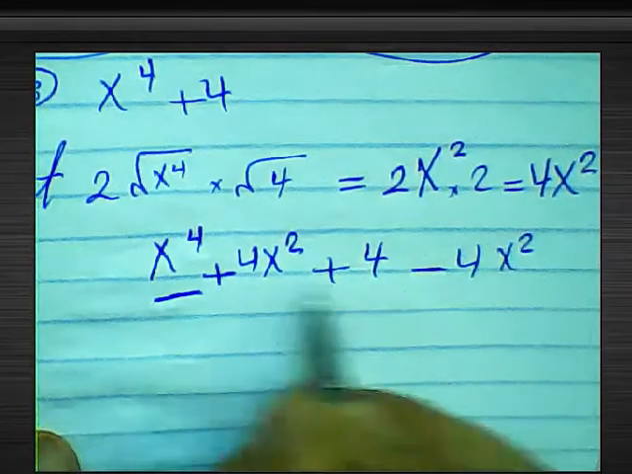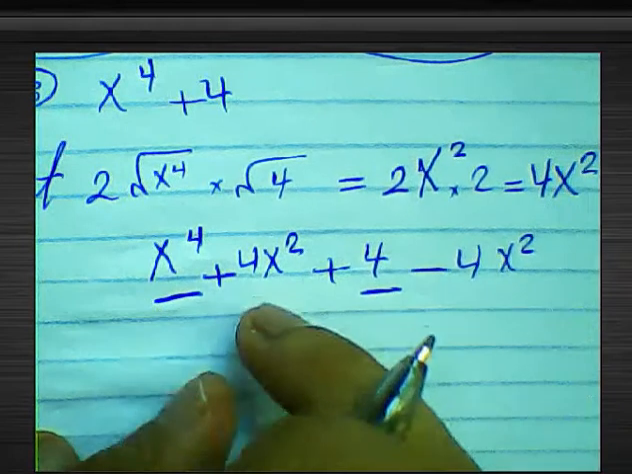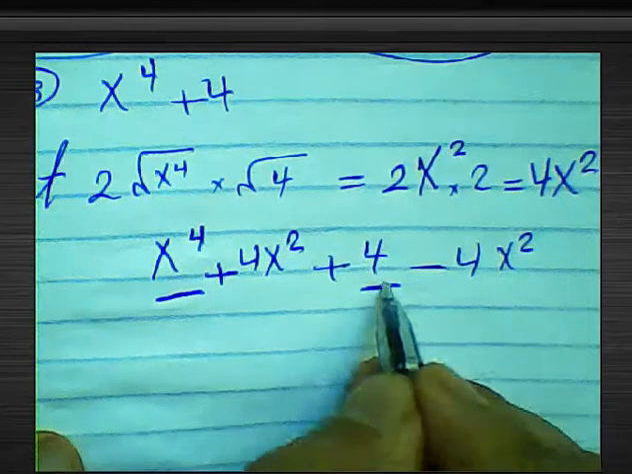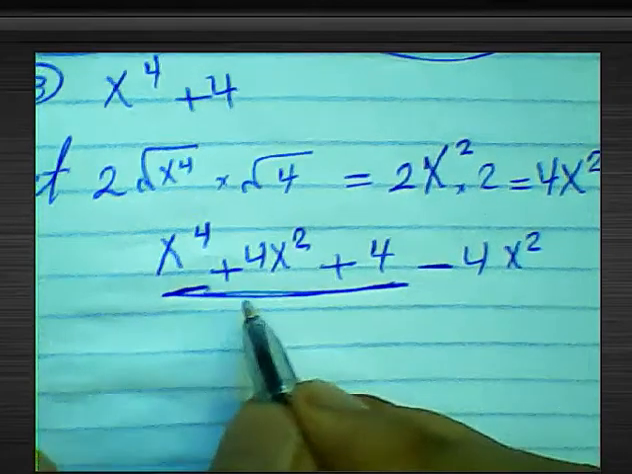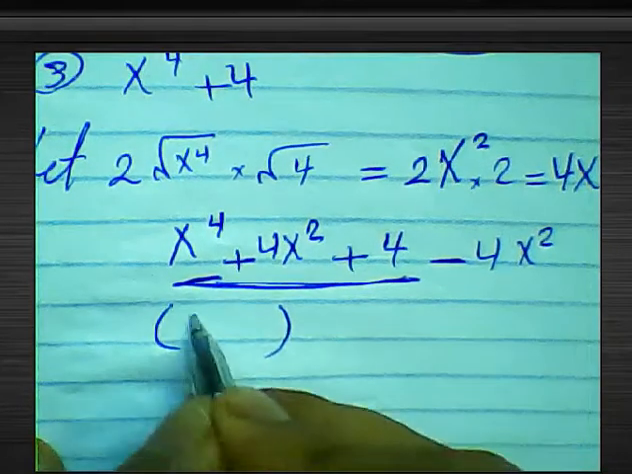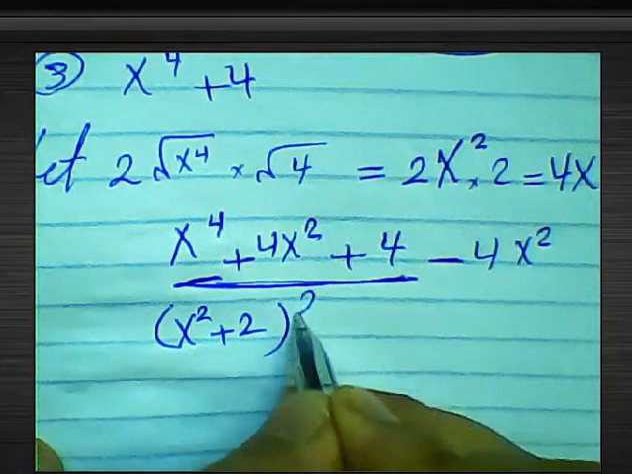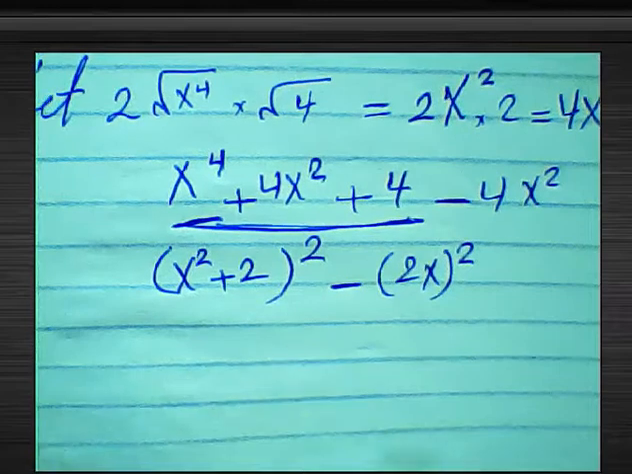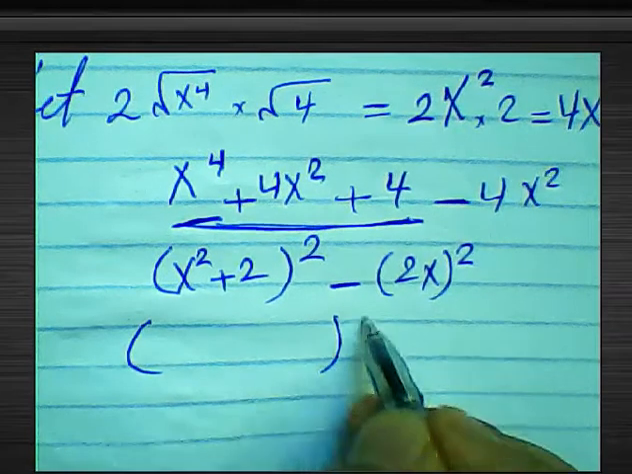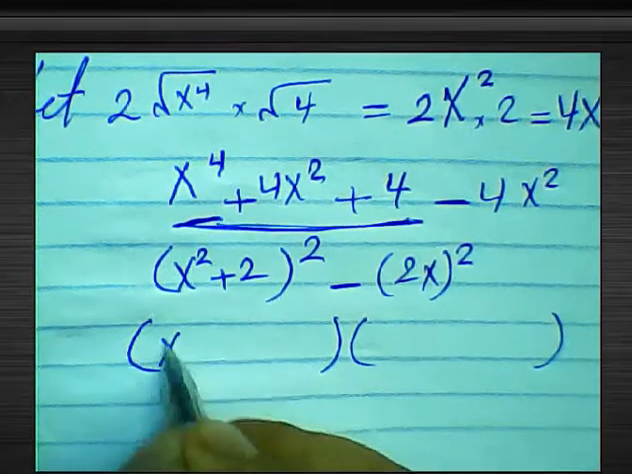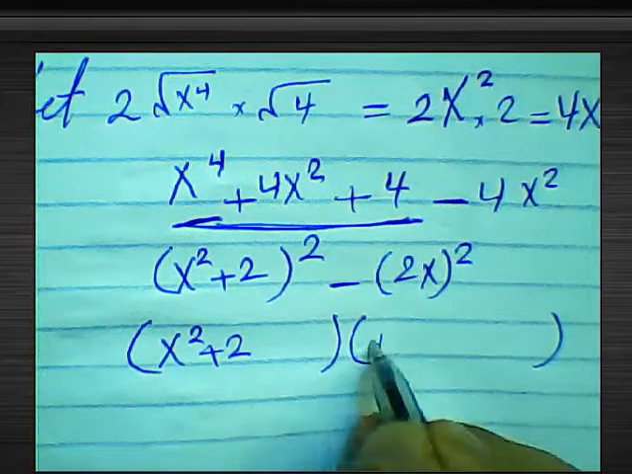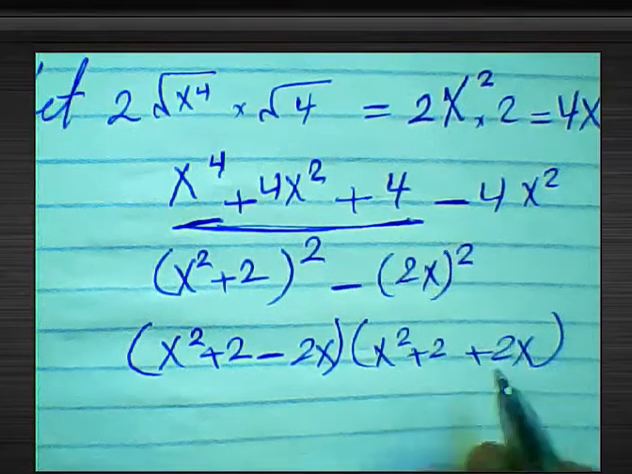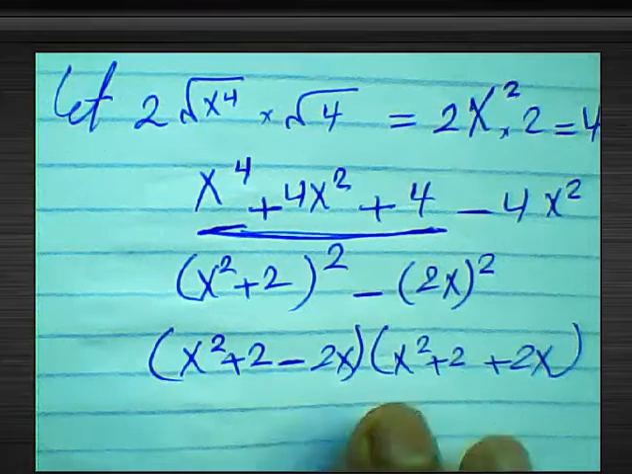Again, it was expression. Okay, we must put 4x power 2 and subtract 4x power 2 and convert the expression to perfect square. So the result will be x power 2 plus 2 all power 2 subtract 2x power 2, and we can convert. This will be x power 2 plus 2 minus 2x, x power 2 plus 2 plus 2x. This is the result of our question.